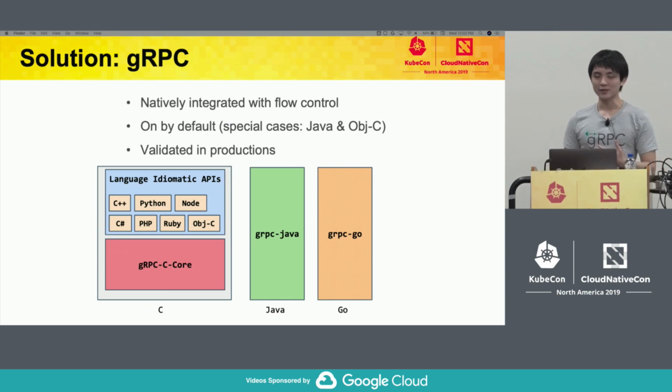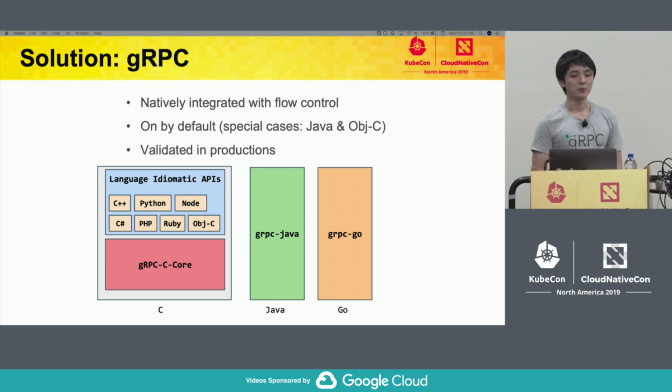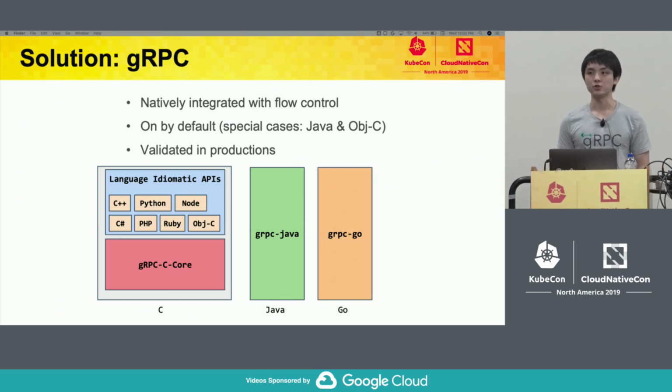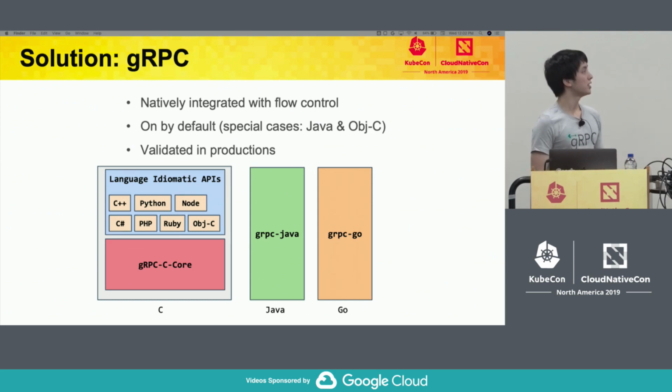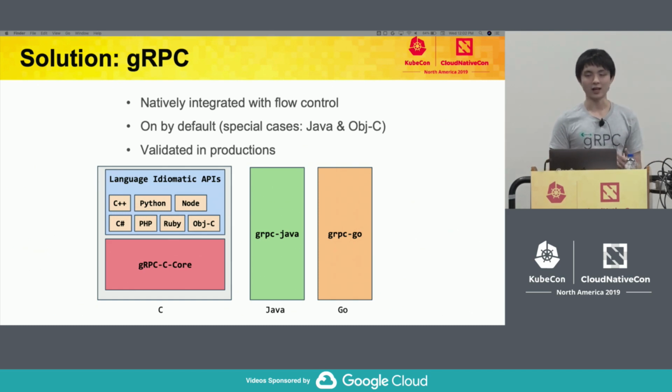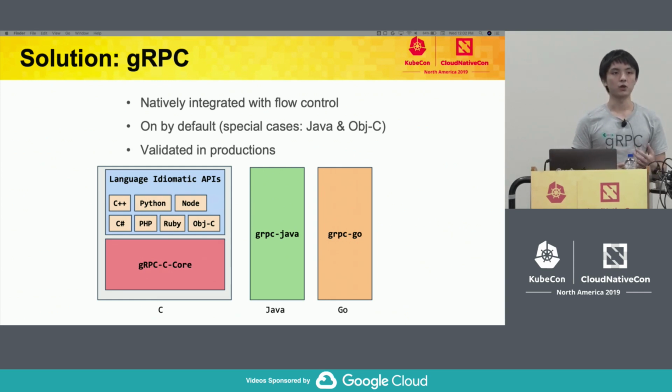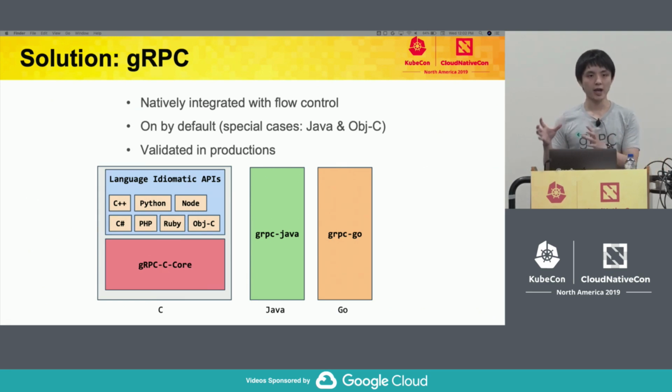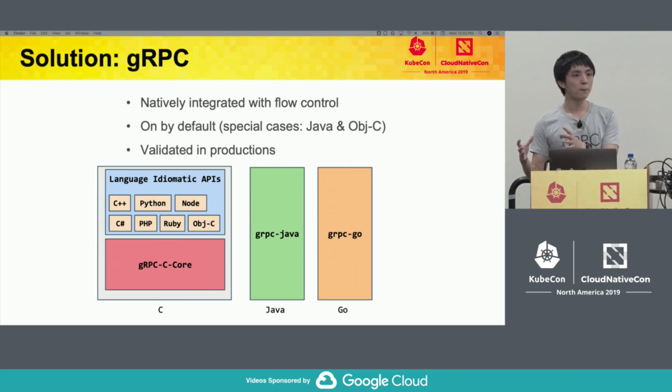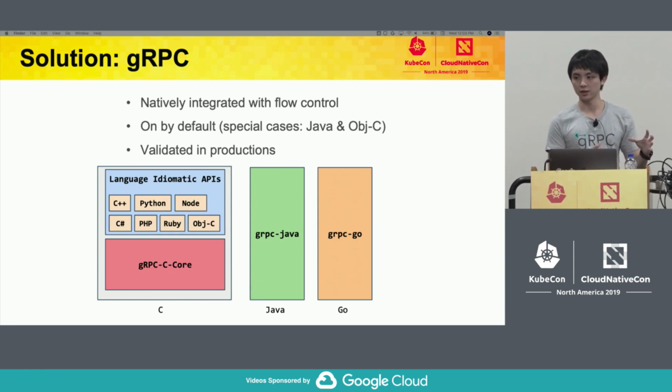And as we know, gRPC has three major stacks: gRPC C Core, gRPC Java, and gRPC Go. All of them are natively integrated with flow control. And in most languages, it is turned on by default. And here are two special cases, Objective-C and Java, because they want to provide a pure asynchronous API, which means the protection for the receiver is always on, but the protection for the sender is opt-in.